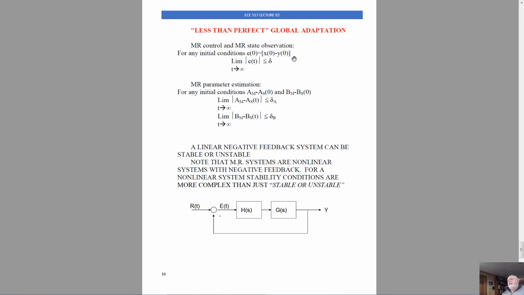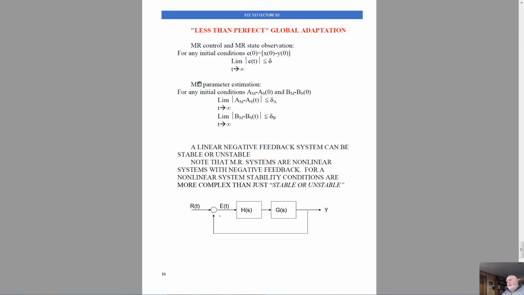The initial discrepancy between the state vector of the reference model and the state vector of the adjustable system could be as much as possible different from each other. And regardless of this initial difference, we should be able to drive error to some small value. We may not be able to drive error to zero, but error could be guaranteed to stay within the plus minus delta limit as time approaches infinity.